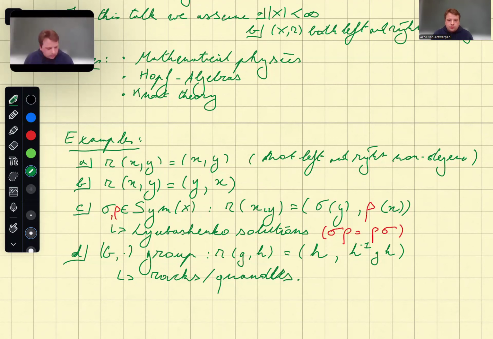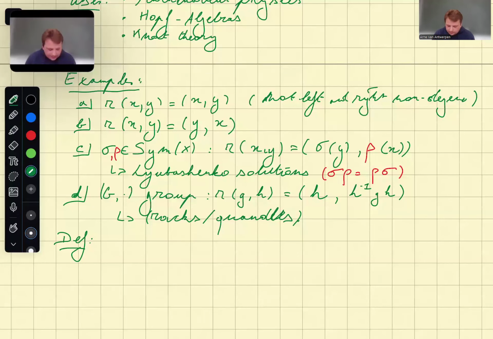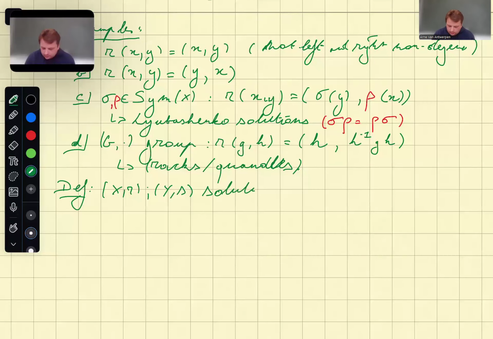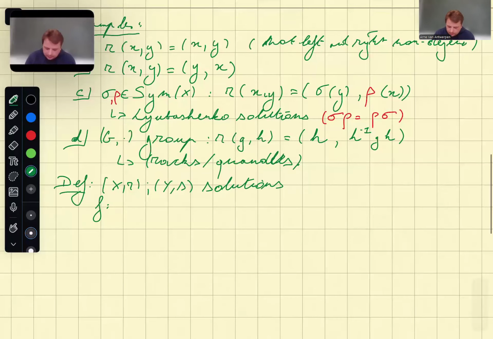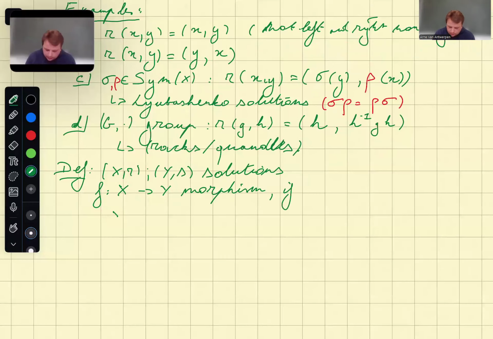And of course, you need to know when two solutions are the same thing. You need to define isomorphisms and morphisms of solutions. So let's quickly give that definition. It looks very natural to do. Just take two solutions, (X, R) and (Y, S). Then a map between the sets X and Y is a morphism of solutions if the following square is satisfied, so it is a commutative diagram.